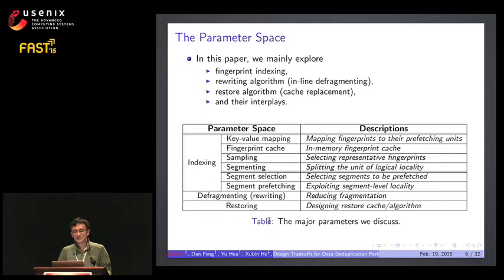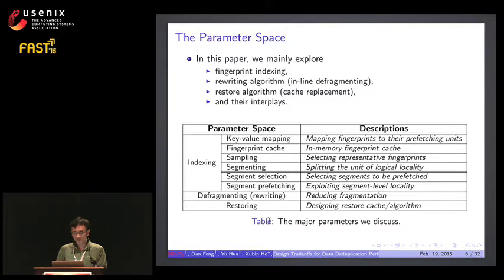In this paper, we mainly explore the fingerprint index, the rewriting algorithm, the restore algorithm, and their interplays. The table lists the major parameters we discuss, including the key value mapping, the fingerprint cache, sampling, segmenting, segment selection, segment prefetching, defragmenting, and restoring. However, due to the time limits, I cannot go through all these parameters in this talk. You can find more details in the paper.